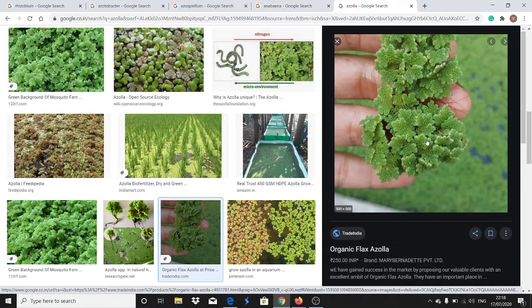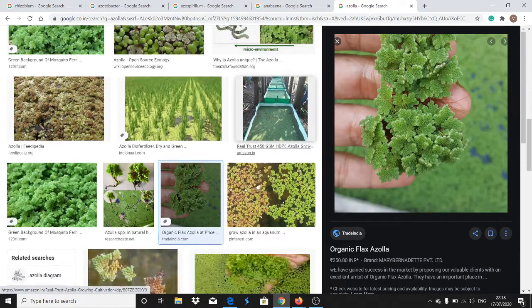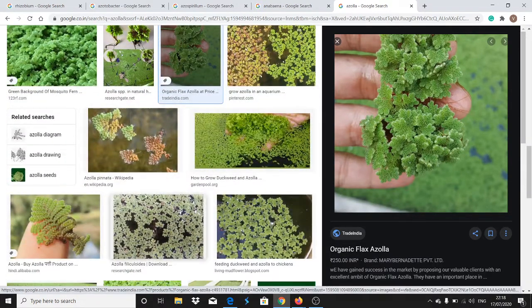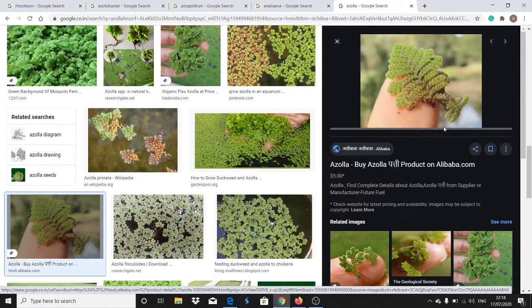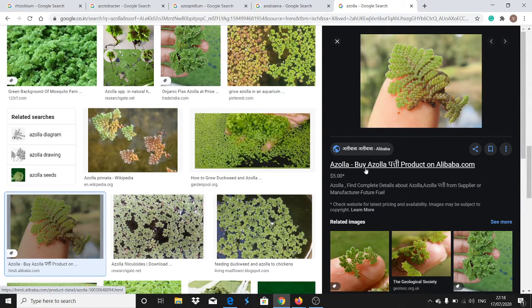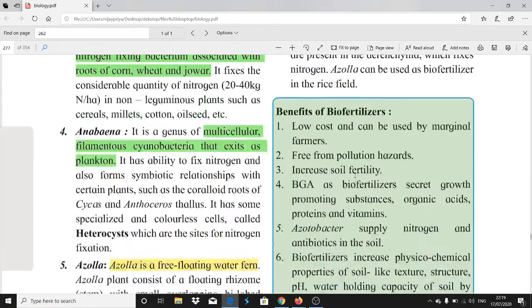In the dorsal lobe, Anabaena filaments are present in the parenchyma, which fixes the nitrogen. Because of that, nitrogen fixation is possible, and it can be used as biofertilizer in the field. So this is all about Azolla. You can see how the leaves of the Azolla look. It is free floating and very helpful in the fixation of nitrogen.